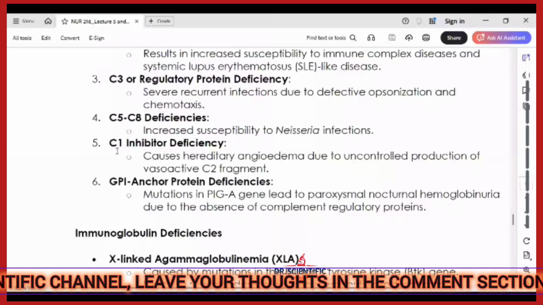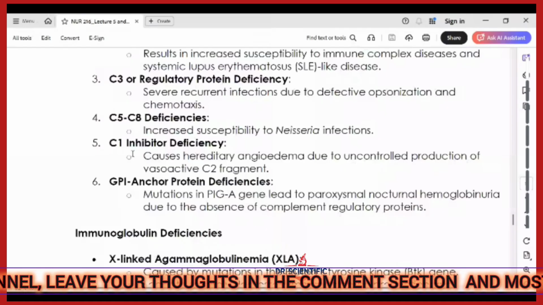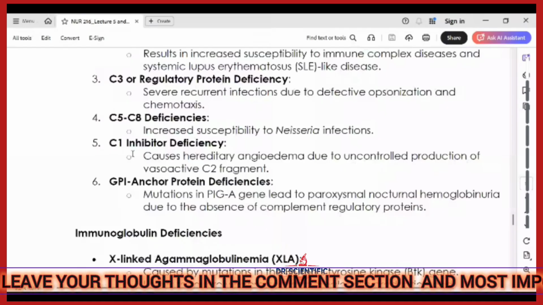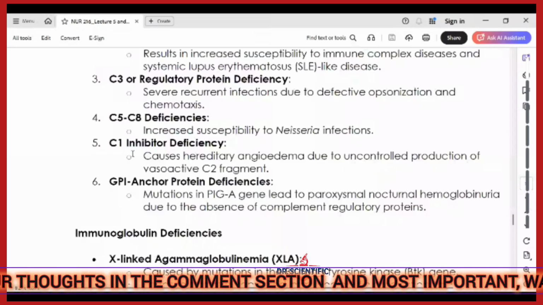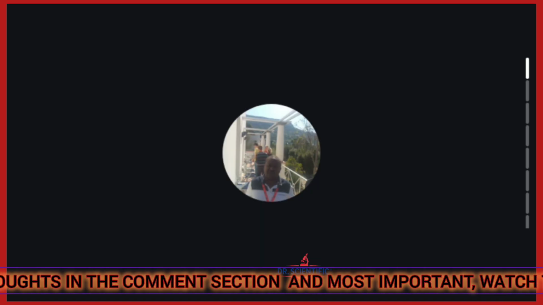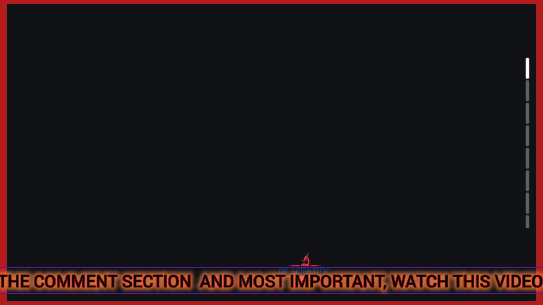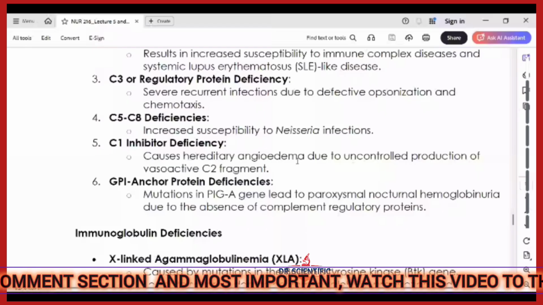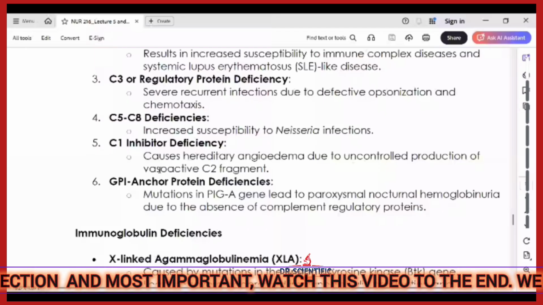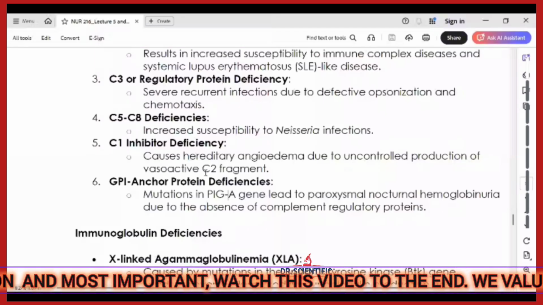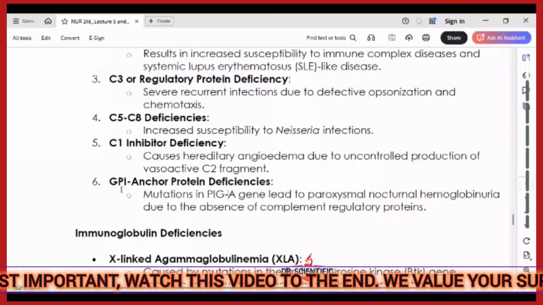We have C1 inhibitor deficiency. We saw that C1 was a complement that can be broken down into C1Q, C1S, C1R. That would trigger the classical pathway ultimately. So if there is inhibitor deficiency, then it causes angioedema. And of course, there's always production of vasoactive C2 fragment. We saw that C2 also plays a key role, especially when you're producing C3 convertase.